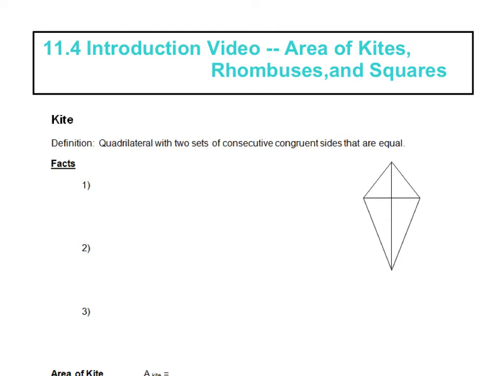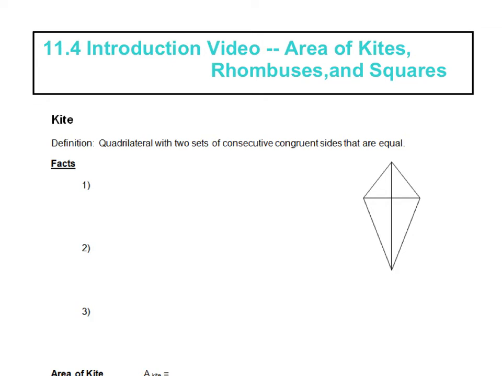So in 11.4, we are going to talk about the area of some more polygons. This time we're going to look at kites, rhombuses, and squares. By the way, I looked up the plural of rhombus, and it could be rhombi or rhombuses, so I just chose to write that one in.